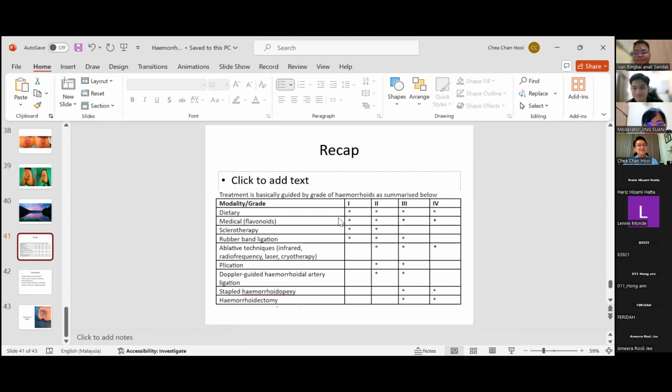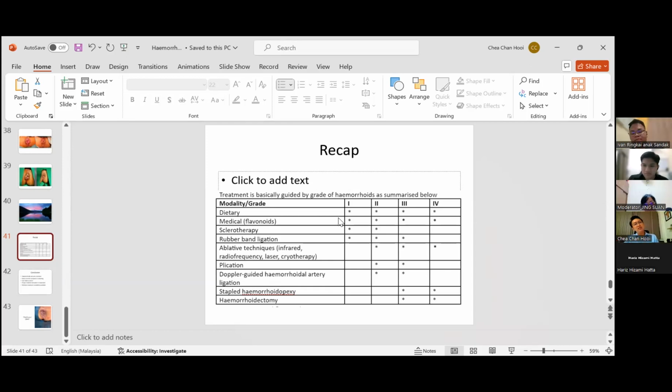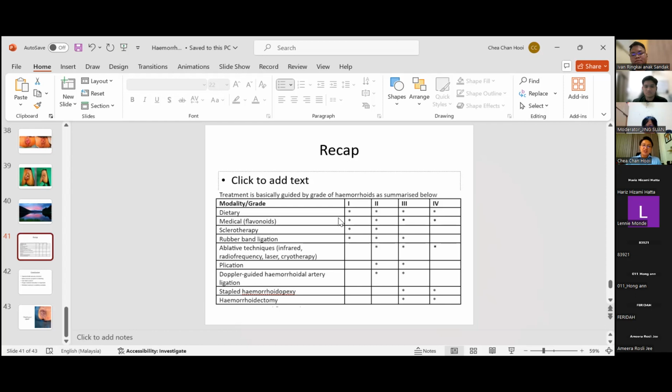And the next question is from Haris. He asks, usually how long does it take for patients to regain normal bowel function and feel comfortable during defecation after the surgery? Oh, okay. It depends on what type of surgery. If it's the traditional hemorrhoidectomy where you cut away, so there is a wound there, usually that wound will take at least 2 weeks to a month to heal.